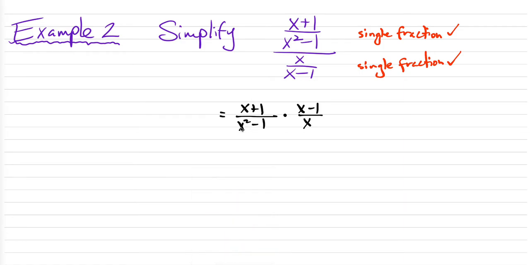Only one thing up here factors. The x squared minus 1 is a difference of squares. So it would be x plus 1, x minus 1.